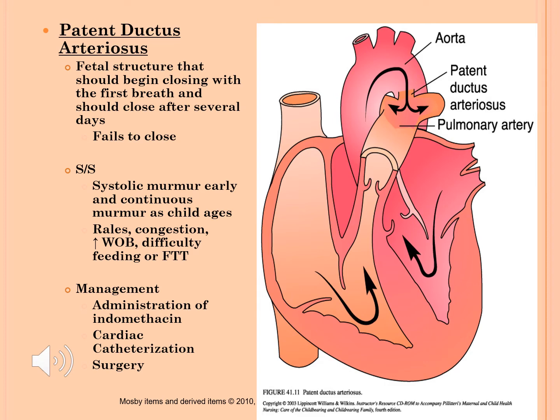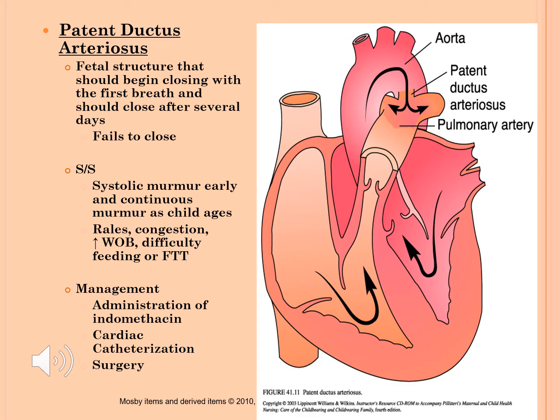If the defect is large enough, again, remember we have increased pulmonary blood flow. So if we have increased pulmonary blood flow, your signs and symptoms are going to match respiratory issues or symptoms. You're going to have rales, congestion. They're going to have increased work of breathing. These are the babies that are going to have difficulty feeding. They're too tired. It's wearing them out because it's too much work to try and nurse or take a bottle and certainly breathe with that increased pulmonary blood flow. So we have difficulty feeding.